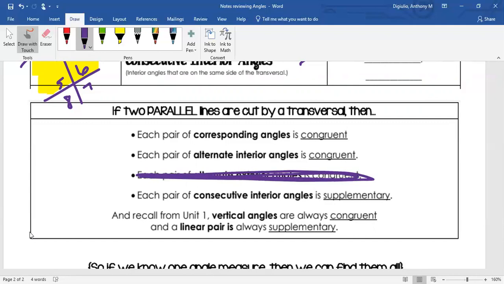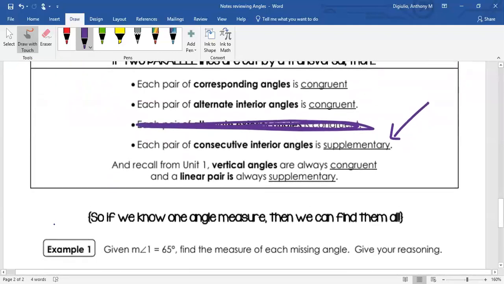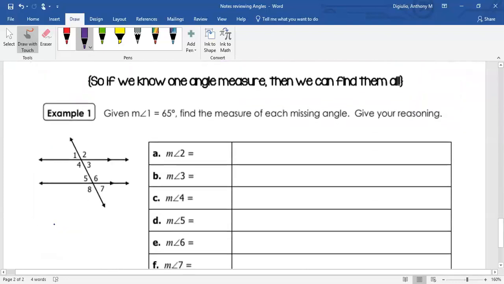But we know that each pair of consecutive interior angles, or sometimes we call them same side interior angles, is supplementary. And if you notice, that's a nice vocab word that we just used up above. That's going to mean that those two add up to 180 degrees. And just like we talked about above, vertical angles are congruent and linear pairs are always going to be supplementary. So we kind of have some of that information, and let's see what that looks like.